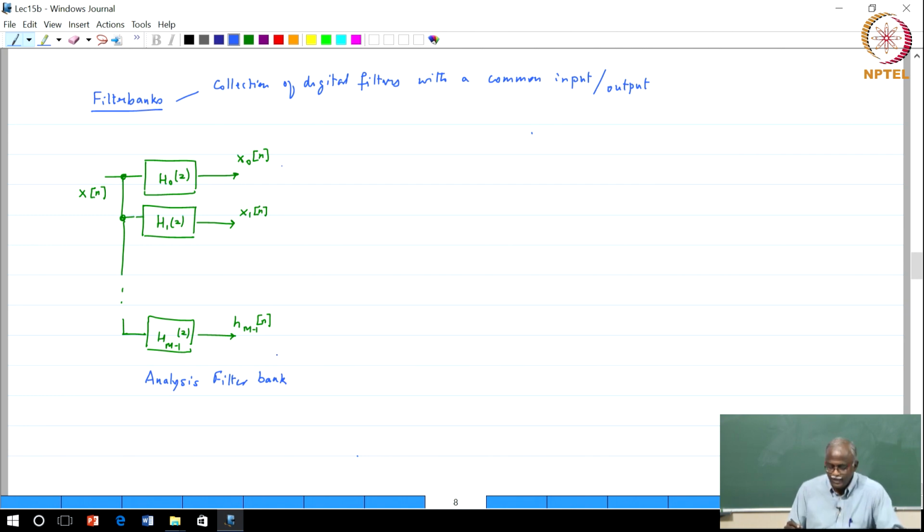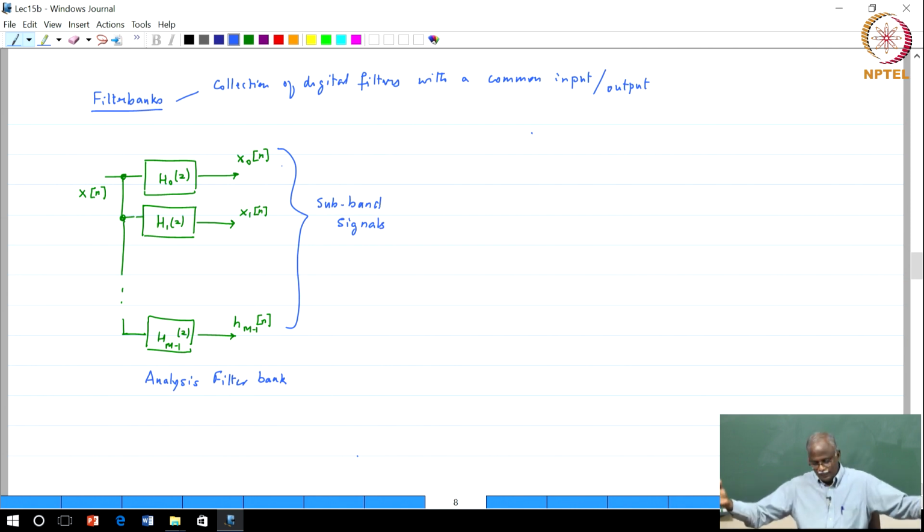These signals x0, x1 are referred to as the sub-band signals. If x(n) is the full band signal, 0 to 2 pi or 0 to pi with symmetry, then each of these has portions of the spectrum, so sub parts of the frequency information. So they call it the sub band.